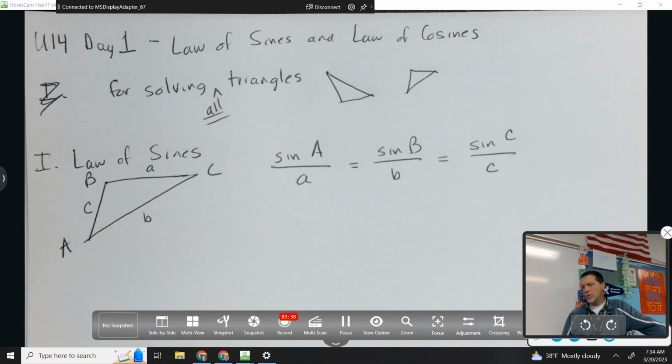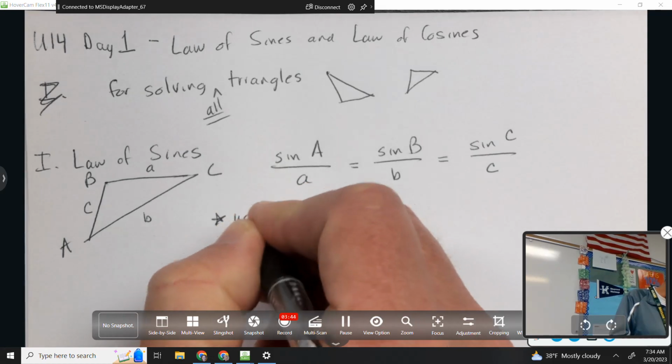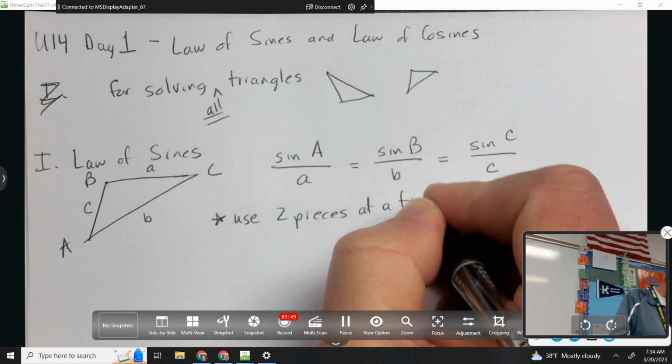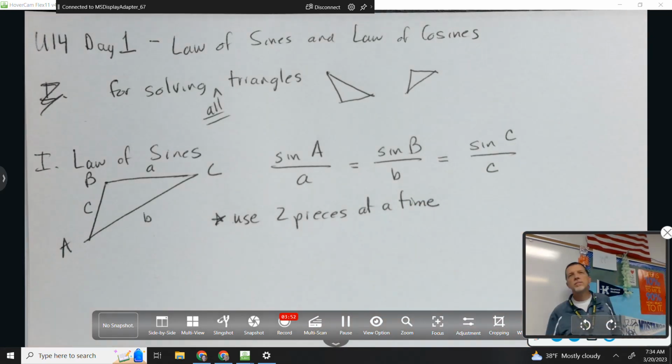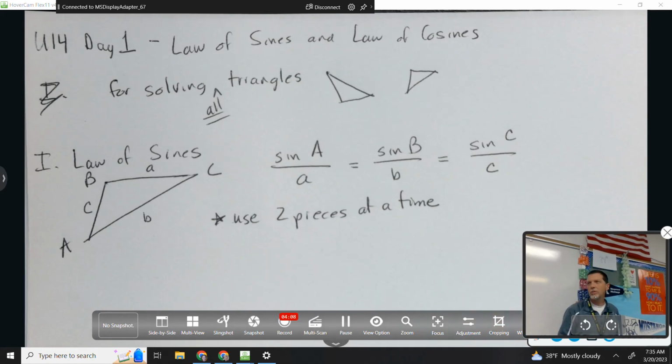So that maybe feels weird because it's like a 3-sided equation. So like how do you... you don't ever use all 3 at once. Use 2 pieces at a time. And as we get going, it'll be easy to know which 2 pieces to use. Basically, if you know both pieces, if you know A and A, then definitely use that. And then if you know part of one of the others, use the other. So it'll be easy to figure out which 2 to use once we get going.